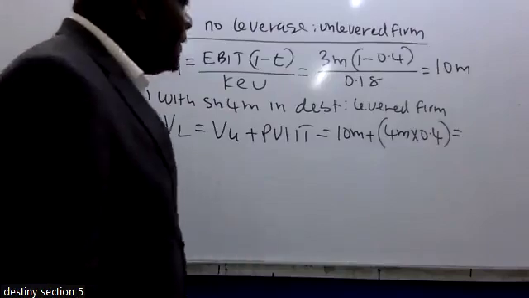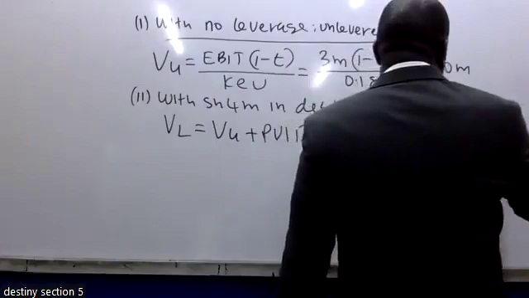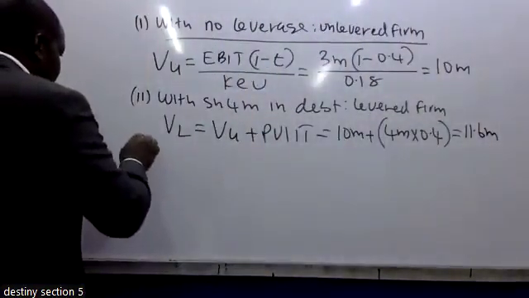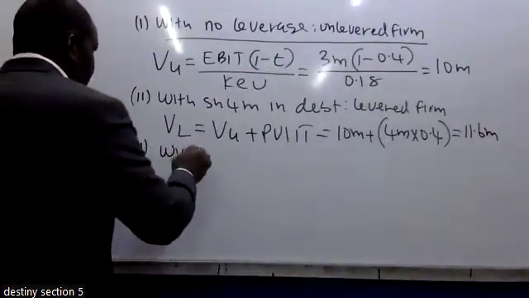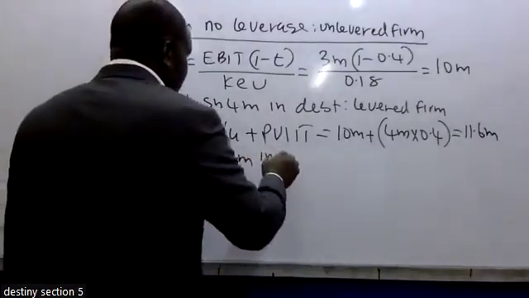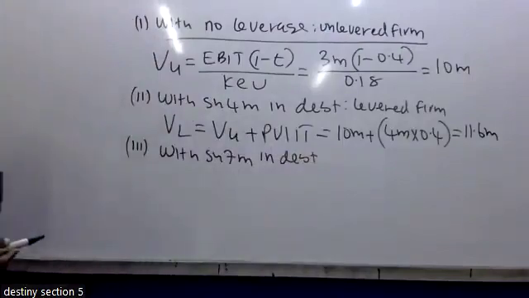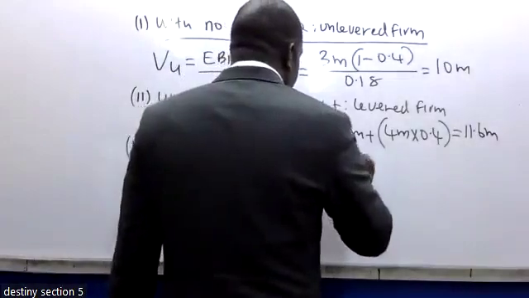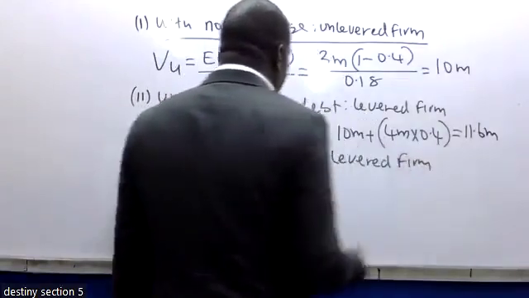11.6 million. So you go to Roman letter 3. Roman letter 3 is with 7 million of debt. So this one is also a levered firm.